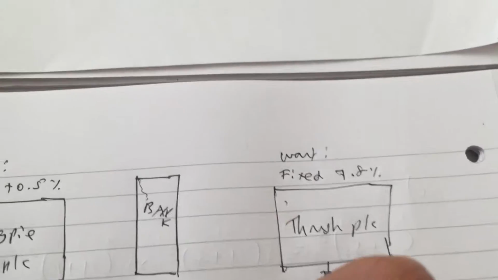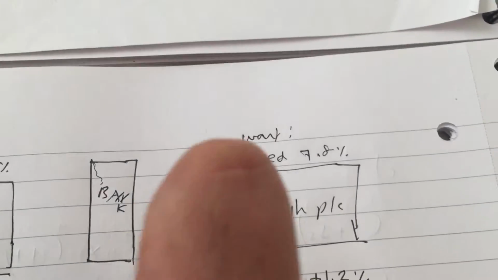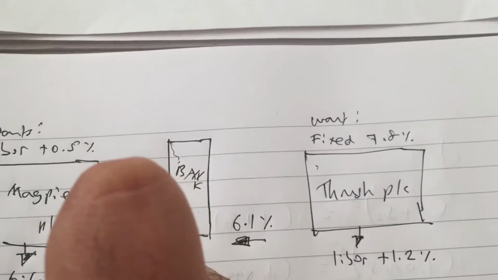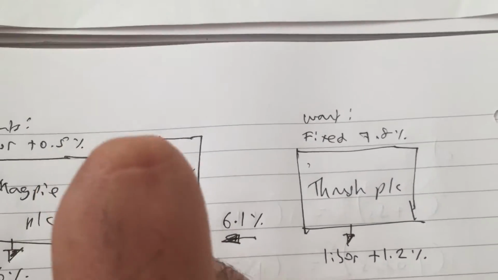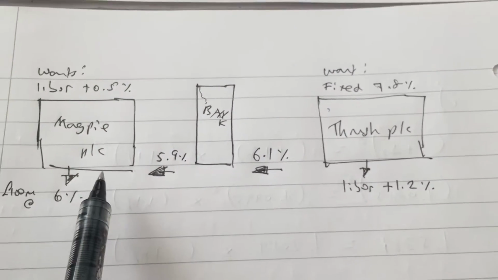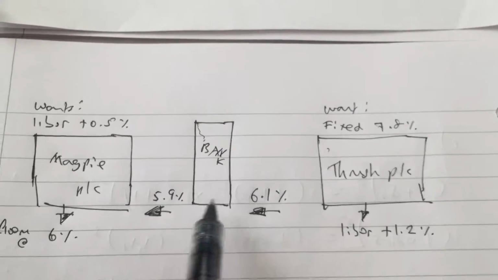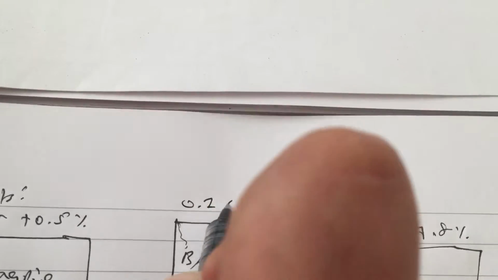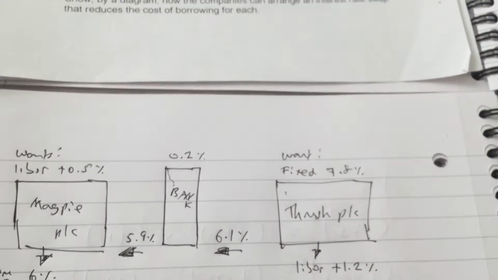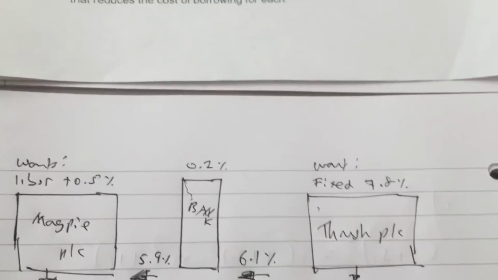So if we just draw arrows, from Thrush to the bank, 6.1%. So Thrush is paying the bank 6.1%. The bank is going to pay to Magpie 5.9%. Okay, so 6.1% is going into the bank, 5.9 is going out. What does that mean? That means the bank is winning 0.2%. The difference is 0.2. So now we know why the bank is involved. Obviously, they're going to win 0.2%.